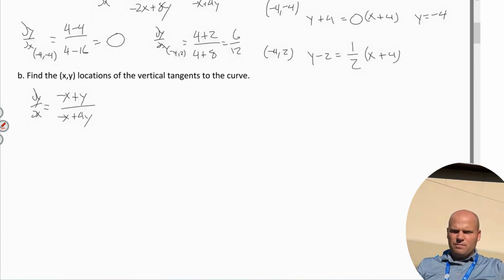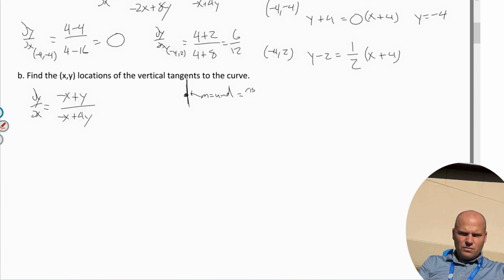And we go here. Say find the XY locations of the vertical tangents. Got to know what it looks like to be a vertical tangent. Vertical tangent goes straight up and down. The slope of a vertical tangent is undefined. It's got rise, but it doesn't have any run, which means we are taking the denominator, setting it equal to 0. So our slope is undefined.